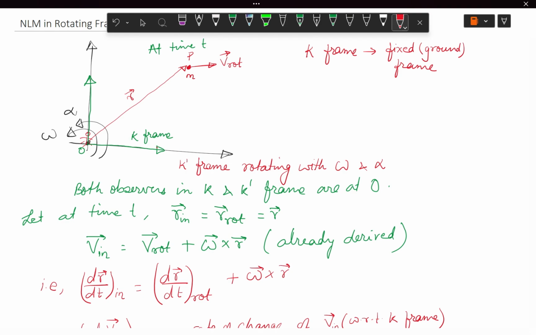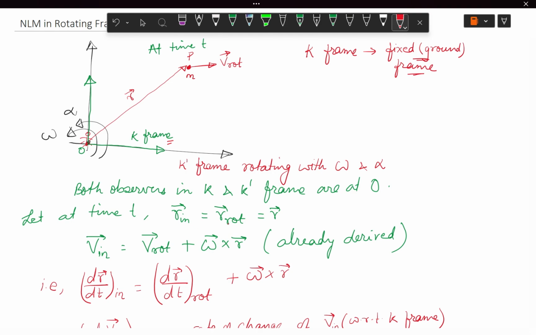And the green one is the k frame. K frame is the fixed frame, right? And the origins are coinciding; both the observers in the k and k dash frames are at O. Okay. So now let us analyze this at time t. So here we are showing R_in, which is the position vector of this particle in the inertial frame with respect to the inertial observer. Both the observers are at the origin O, right?